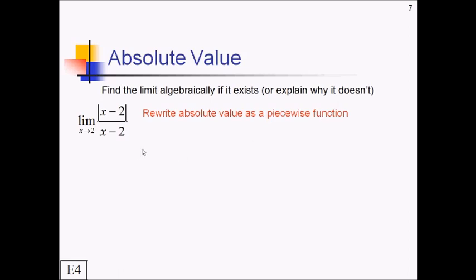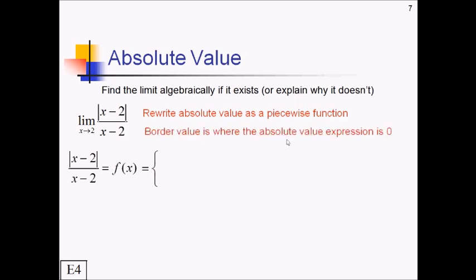So to start this process, I'm just going to let all of this absolute value stuff equal f of x, just so I can write f of x instead of rewriting this every time. And then we're going to have this be a piecewise function. Now, a piecewise function, you need a border value to separate one rule from another. The border value in this case is going to be where the absolute value expression, the stuff inside the absolute value here, has a value of 0. So in this case, that would be x equals 2 as a border value because 2 minus 2 is 0.